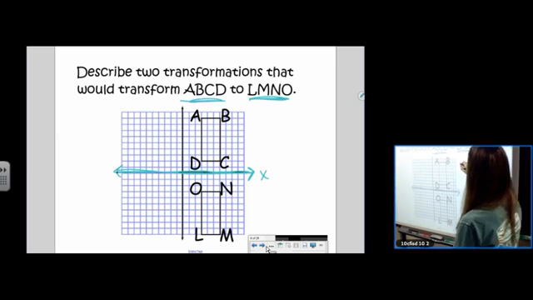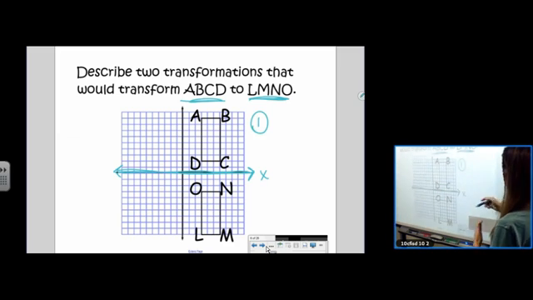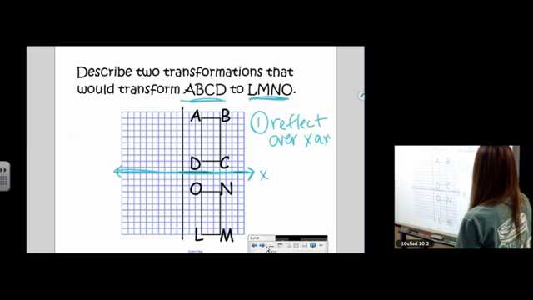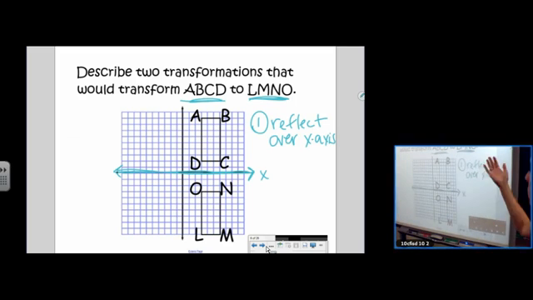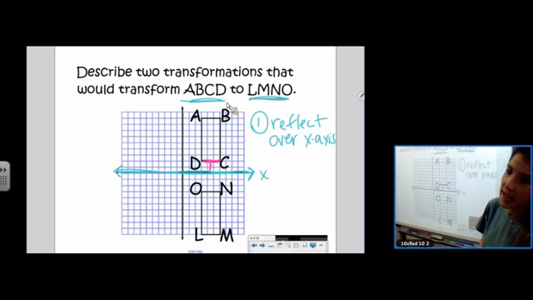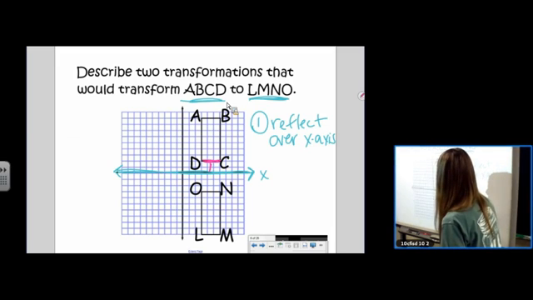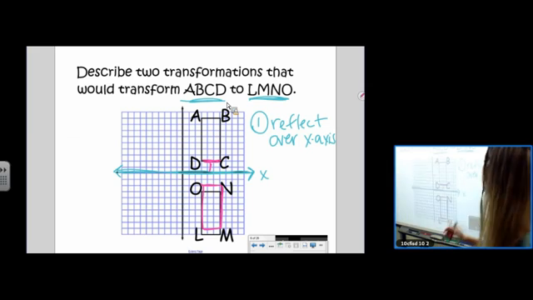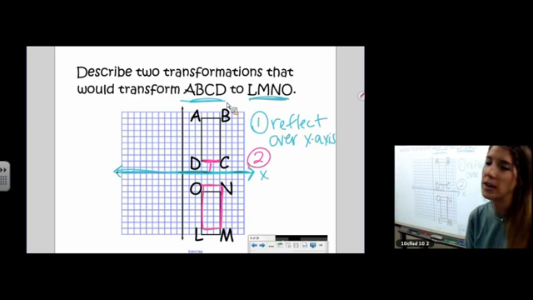All right, so step one, I'm just feeling that it's a reflection over the x-axis. When we reflected over the x-axis, we need to be careful. This segment, DC, was 2 away from the x-axis. If I'm 2 away, I land right here. That is not my final destination, right? So I need to do one more transformation.